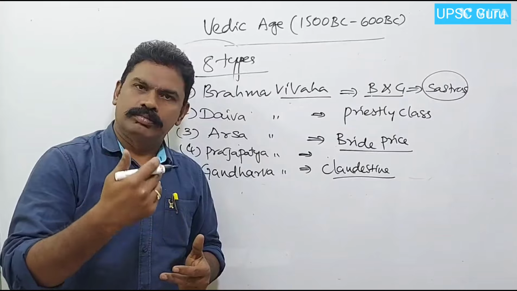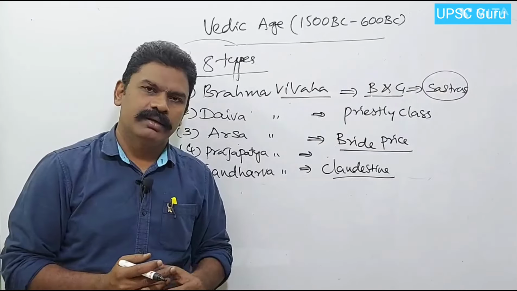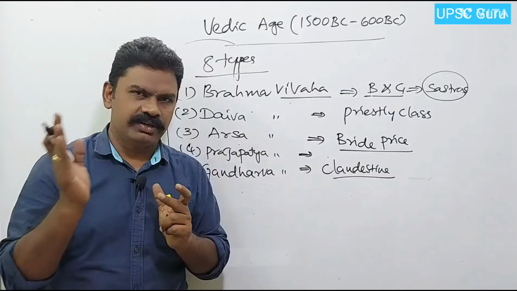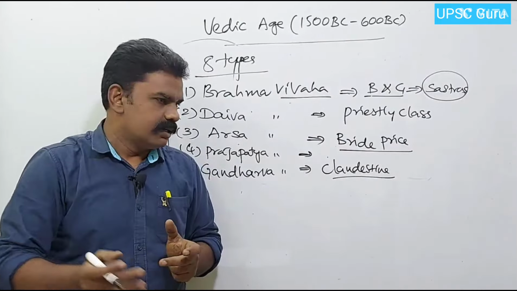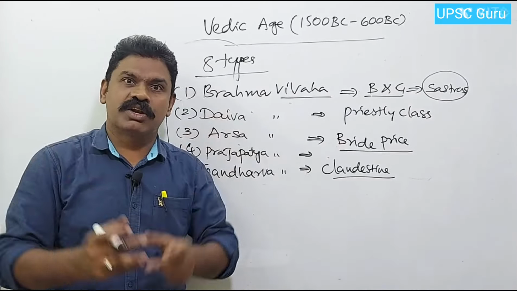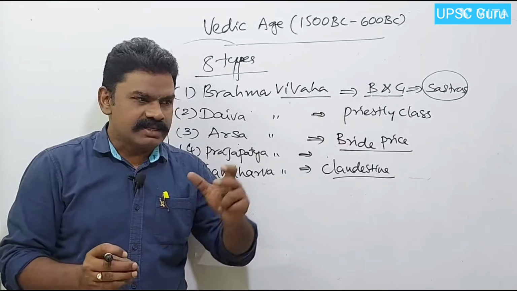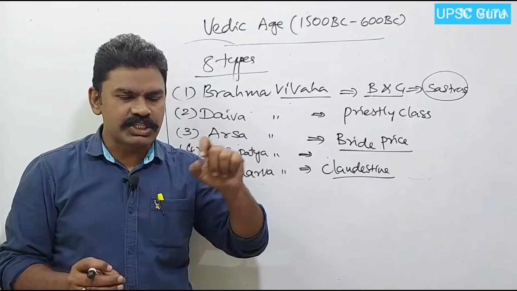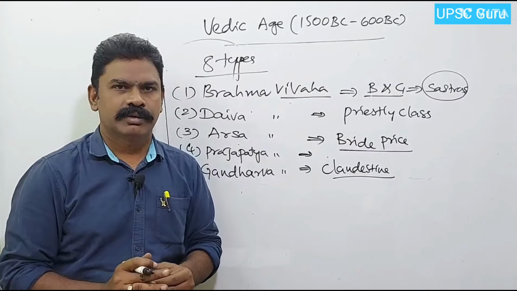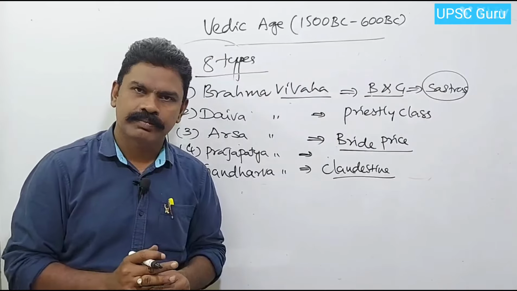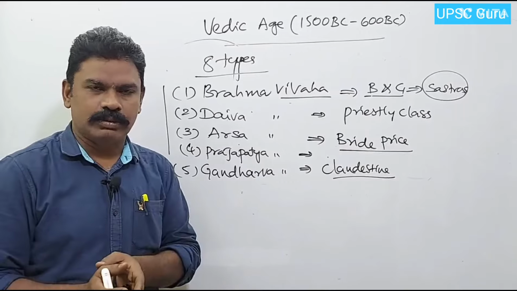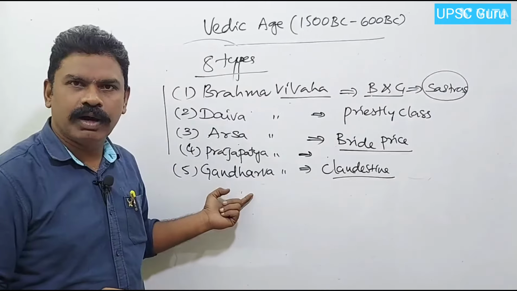Dushyanta gave a ring to Shakuntala. Shakuntala lost it and faced many difficulties. Finally, her son Bharata rescued her life by recognizing his father. Abhijnana Sakuntalam is the best example of the Gandharva Vivaha.